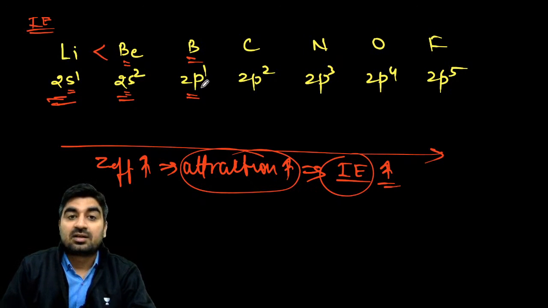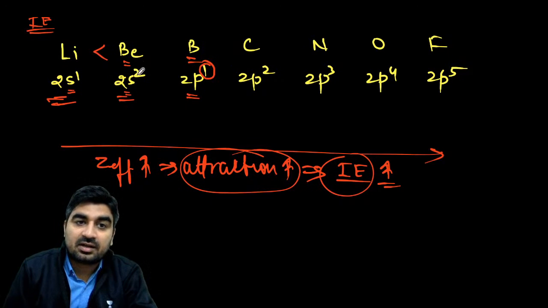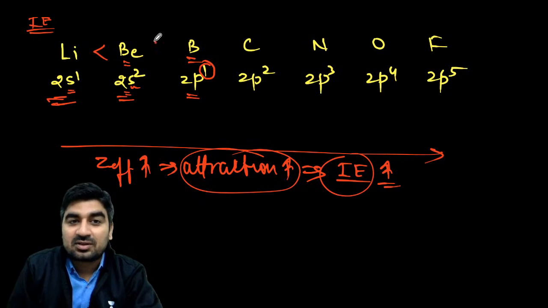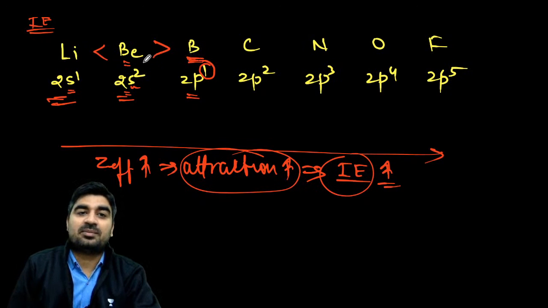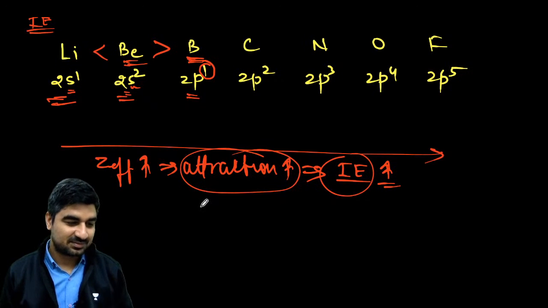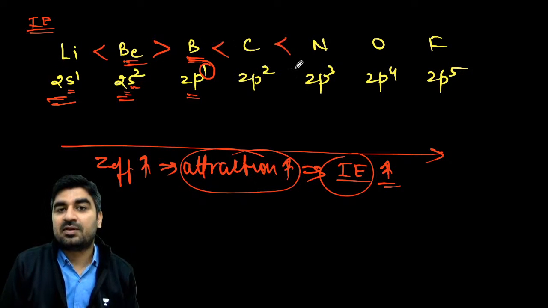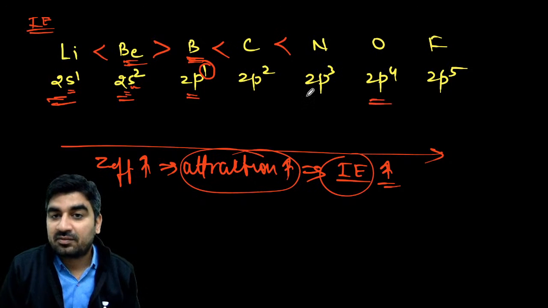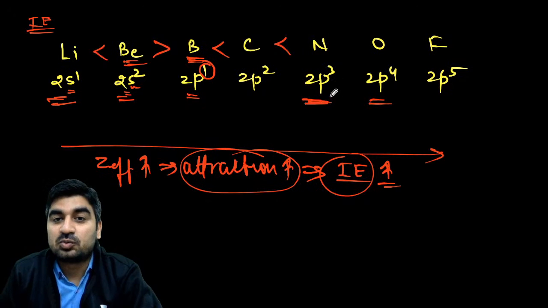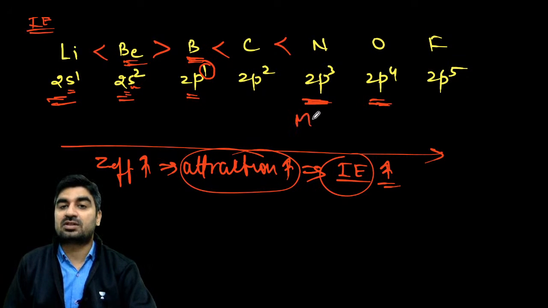tell me, in this case, the electron is being removed from the P. Here it is removed from the S. So the penetration effect of S is more. So in boron and beryllium, the ionization energy for beryllium will be more. Again, here we have an exception, not exception, now we have the logic. In this case, 2p is completely filled, here p is not completely filled. So this is more stable.